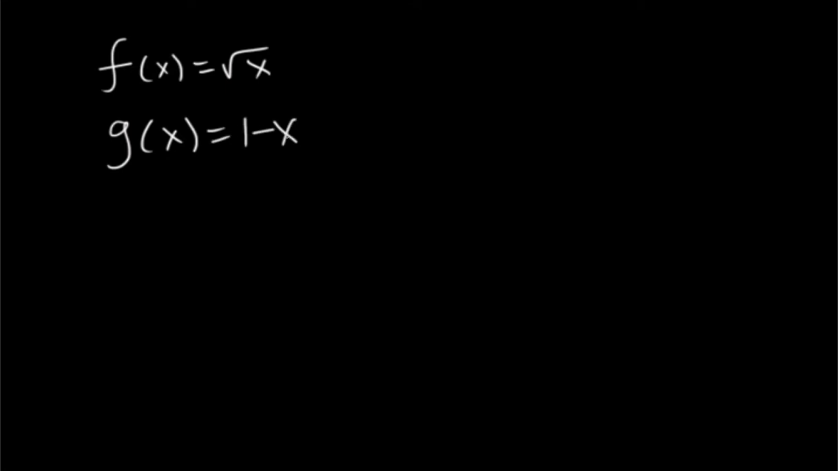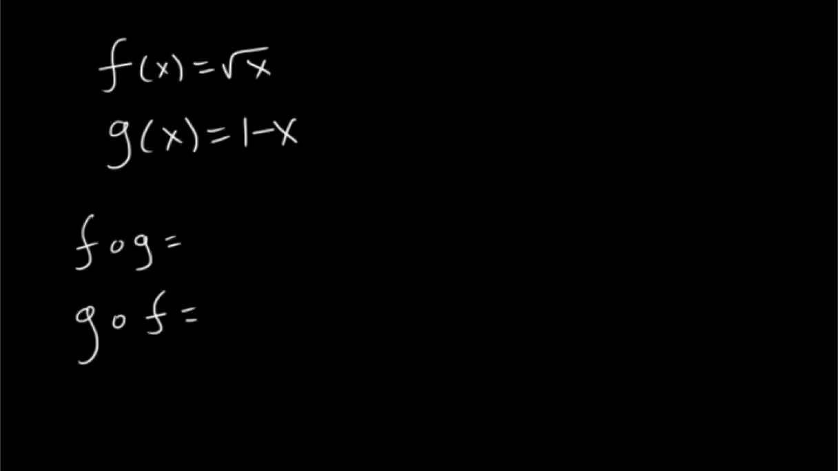We're going to talk about section 1.3, and we just have one example. So we're given f of x is equal to the square root of x, and g of x is equal to 1 minus x. They're asking us to find f of g and g of f.